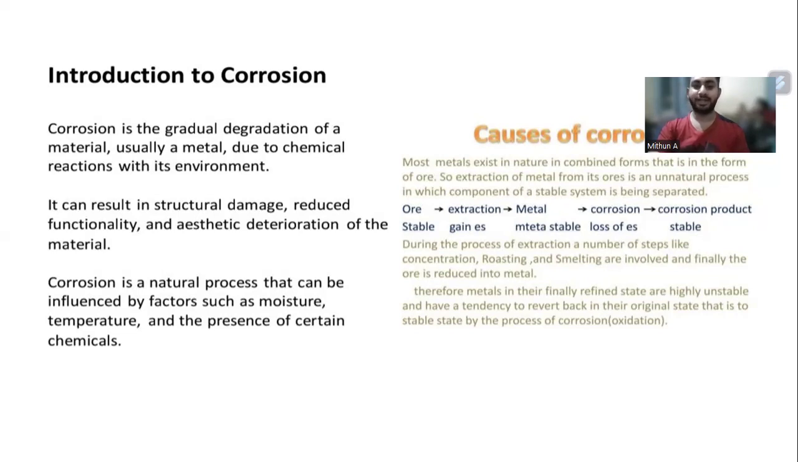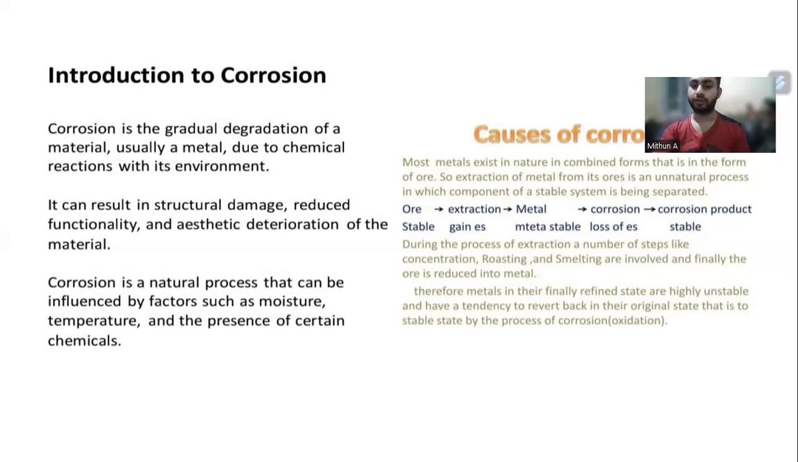Corrosion is the gradual degradation of a material, usually a metal, due to chemical reaction with its environment. It can result in structural damage, reduced functionality, and aesthetic deterioration of the material. Corrosion is a natural process that can be influenced by factors such as moisture, temperature, and the presence of certain chemicals.